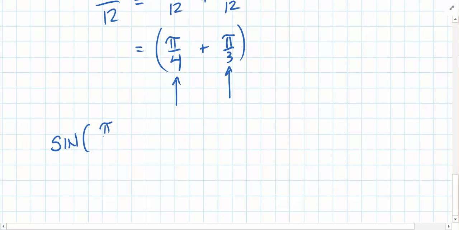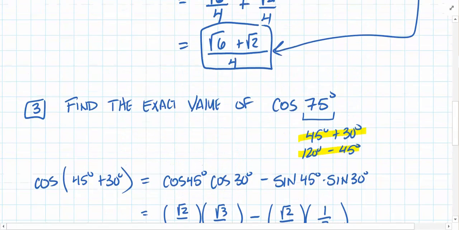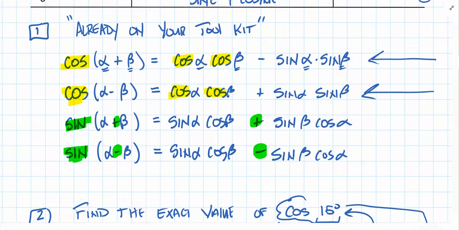We're going to do pi over 4 plus pi over 3. So ladies and gentlemen, we are adding two angles together, and we're taking the sine of that. So we'll use the sine addition formula. Which one are we going to use? The first, right? It says sine alpha cosine beta plus sine beta cosine alpha.